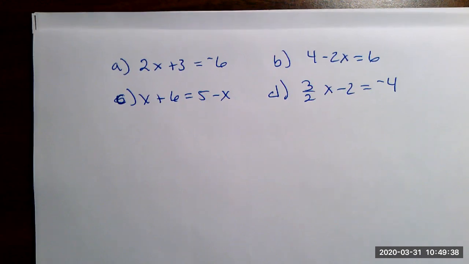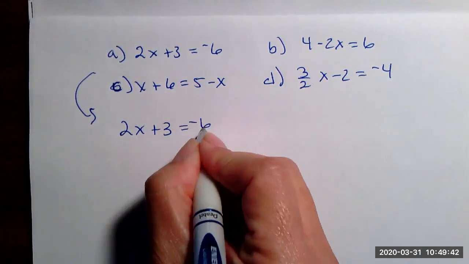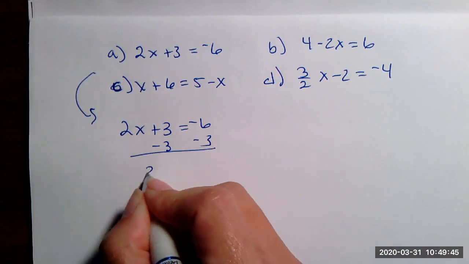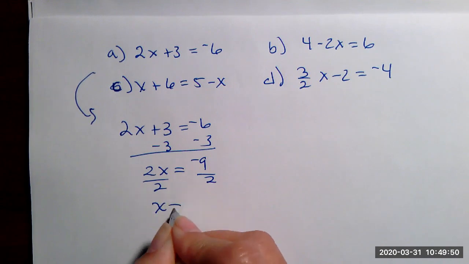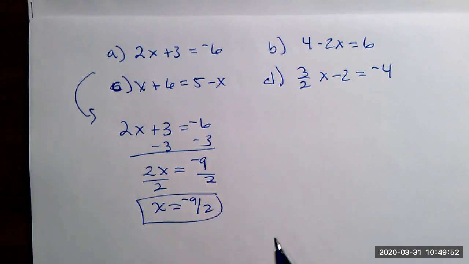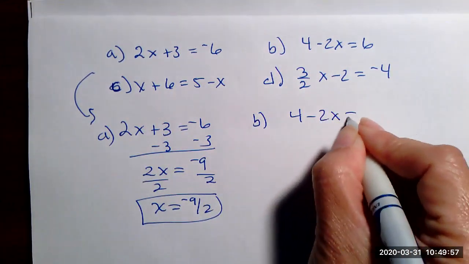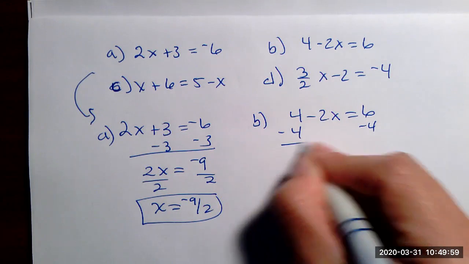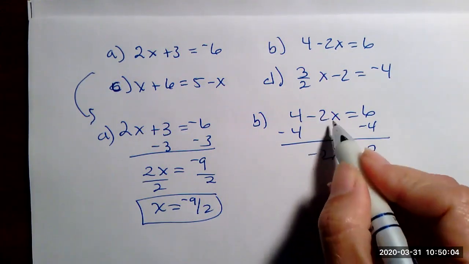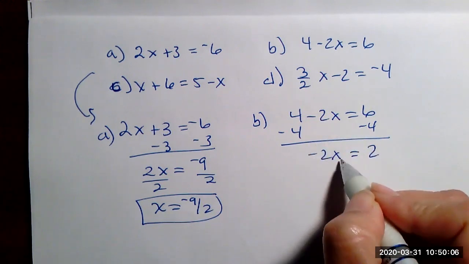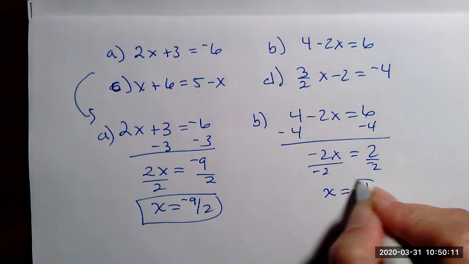All right, let's take a look at the answers. For A, what we're going to do is subtract 3 from both sides. This is -9. Divide both sides by 2. X equals 9/2. Done. For B, I'm going to subtract the 4 from both sides. Number one mistake, people forget to bring down that negative sign, right? This is -2x. I have to leave that as -2x. Divide by -2, and that's going to be -1.